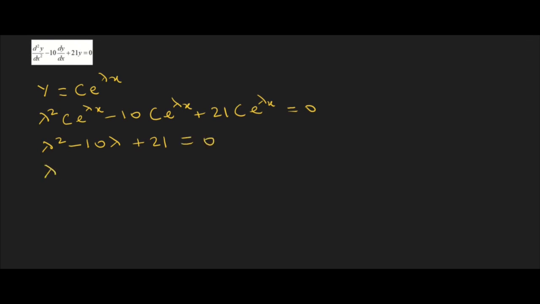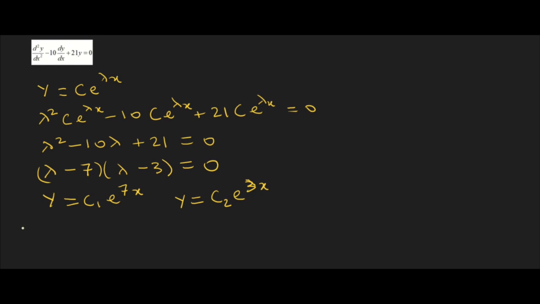And we can solve that. We can get the roots of that. We get lambda minus 7 multiplied by lambda minus 3 equals 0. So the roots are 7 and 3. Now that means that we can write the solution of this in the form y equals c1 e to the 7x, or we can write y equals c2 e to the 3x.